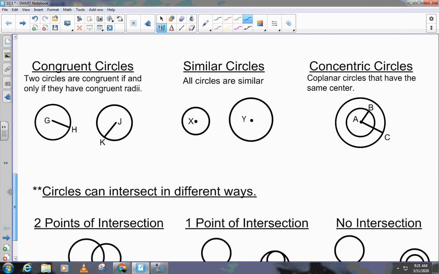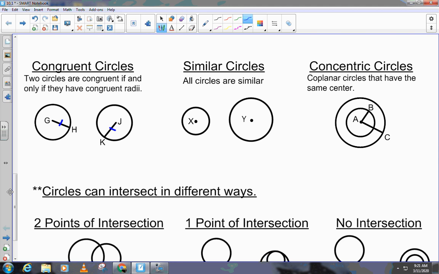Okay, here's some special types of circles. We have congruent circles, and congruent circles are two circles that have the same radii, basically. So if GH and JK are the same, then we would say that those circles were congruent. Similar circles are circles that, well, all of them are similar, okay? Triangles, you had special rules, right? The sides had to be proportional, the angles had to be congruent. But circles really just have one linear measurement, the radius or the diameter, whichever one you look at. But basically, all circles are similar.